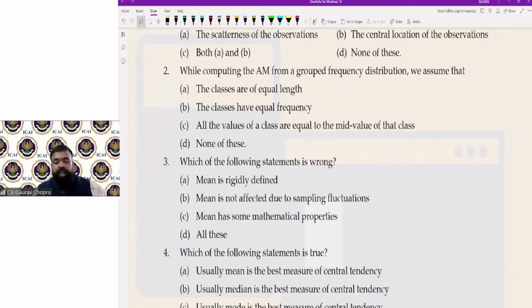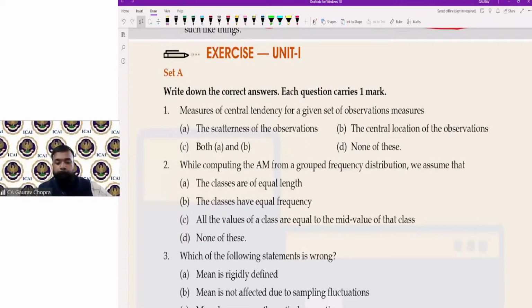Now you can do some random questions from set A. Question 1. Central tendency for a given set of observation measures. तो central tendency क्या measure करता है? Central value या central location, which is commonly known as average. So option number B, central location of observations.